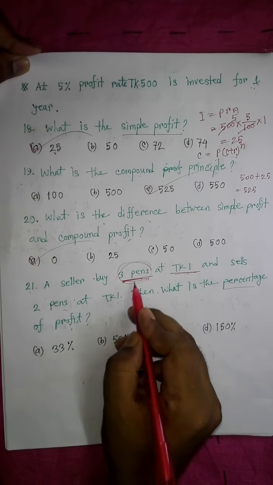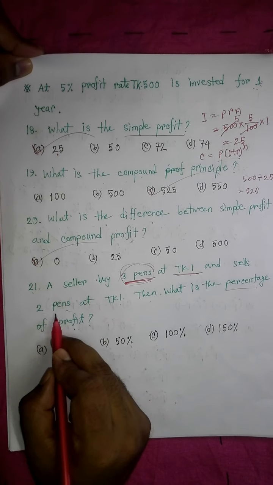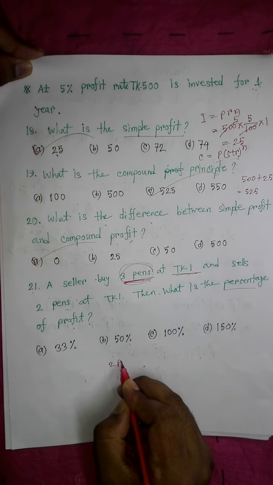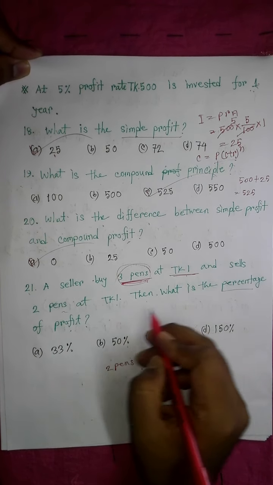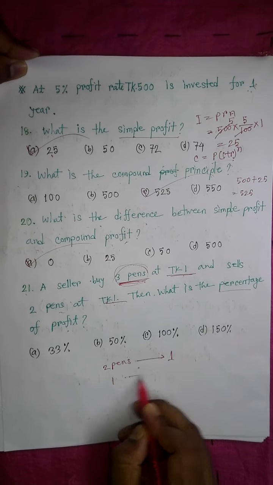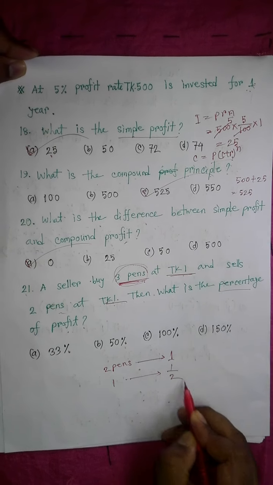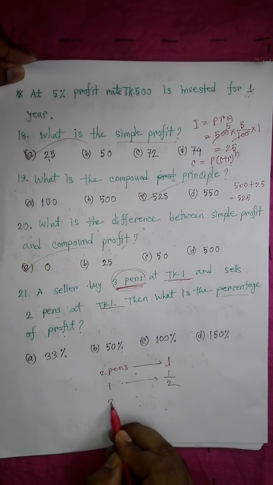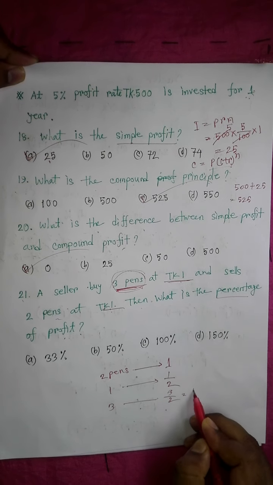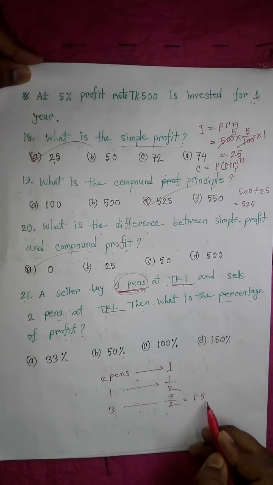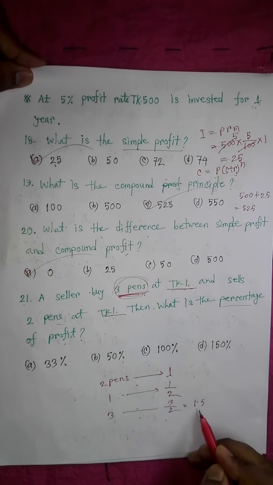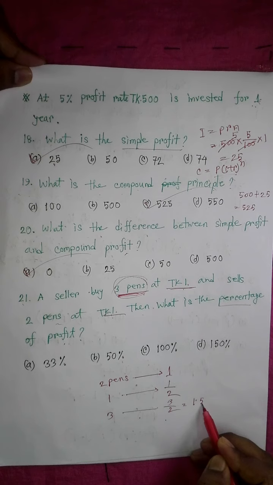Let's start. Here the sale price of 2 pen is taka 1, so for 2 pens the sale price is taka 1. So for 1 pen it is 1 by 2, and for 3 pens it becomes 3 by 2. Dividing 3 by 2 we get 1.5. So our cost price was 1 taka and sale price is taka 1.5.